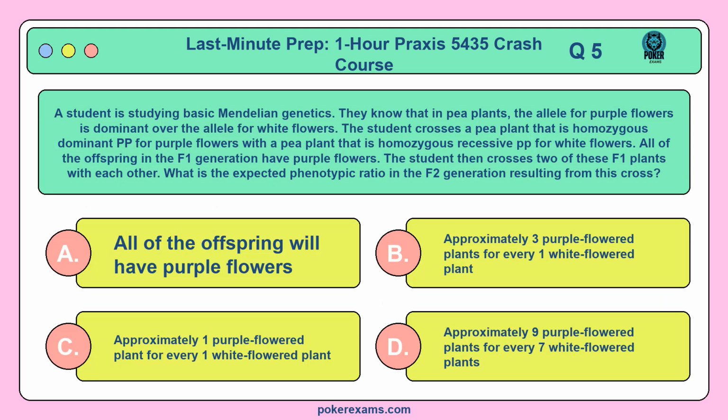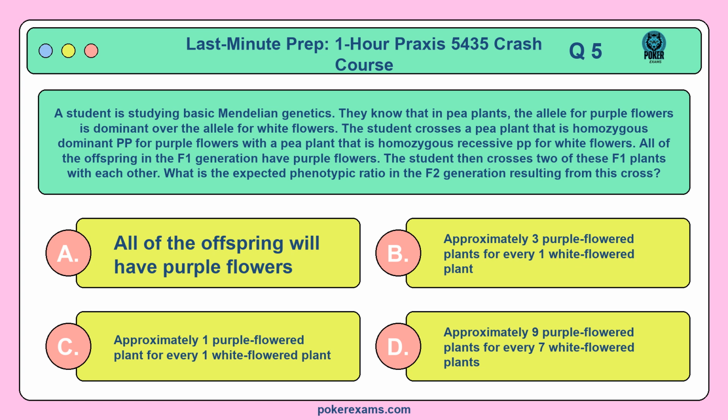Question 5. A student is studying basic Mendelian genetics. They know that in pea plants, the allele for purple flowers is dominant over the allele for white flowers. The student crosses a pea plant that is homozygous dominant PP for purple flowers with a pea plant that is homozygous recessive pp for white flowers. All of the offspring in the F1 generation have purple flowers. The student then crosses two of these F1 plants with each other.